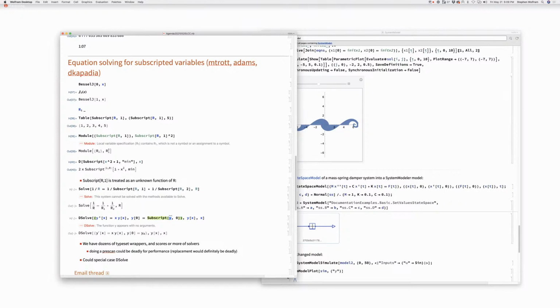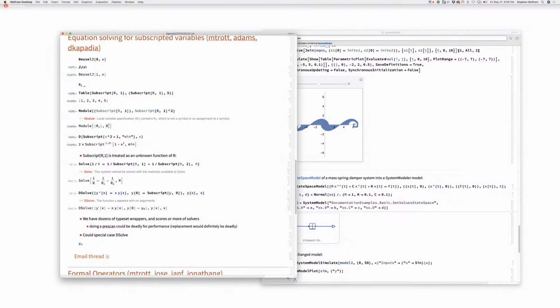Y sub I, actually y sub I is a great example. Y sub I could mean the initial y, or it could mean y that is somehow implicitly a function of x, of I, sorry. Do you get what I'm saying? Yeah. So what do we do with a case like that?